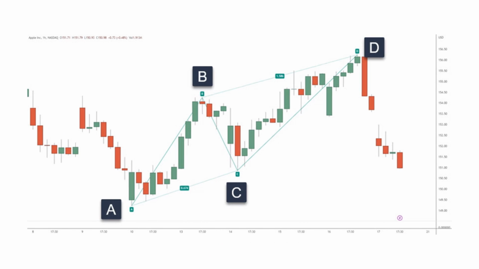Now, the key components that make up the standard pattern are point A, and this represents where the pattern begins, and that's when a trader should start looking for the ABCD formation. At point B, this indicates either a peak or a trough in price, depending on the direction of A. At C, this shows where the counter trend move has ended. And D, this is where the formation completes.